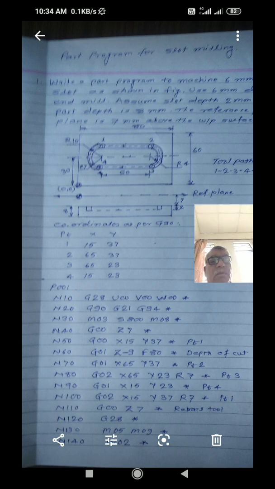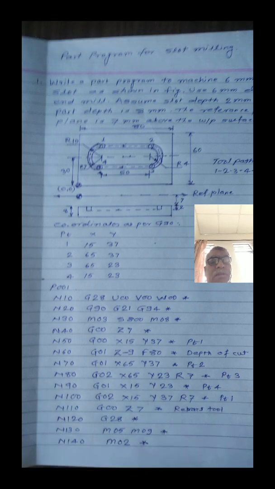Then you have to bring the tool at point 1 with a rapid traverse, that is G00, X15, Y37, end of the block. This is block number N50. G00 means rapid traverse. And coordinates of the point 1, X15, Y37, end of the block. Now your tool is at point 1, which is 7 mm above the workpiece surface.